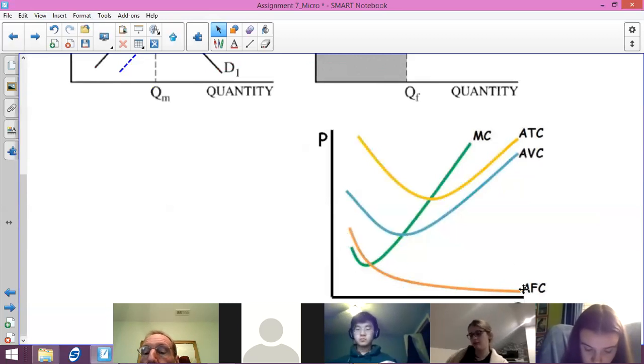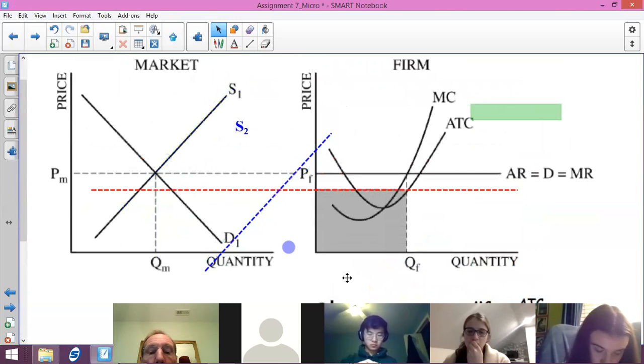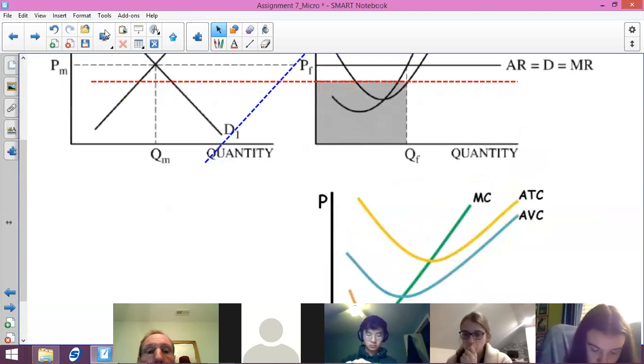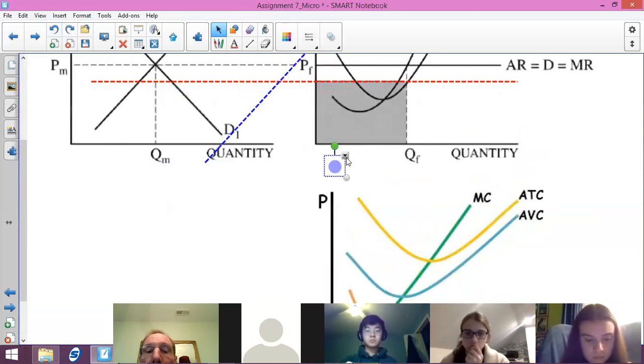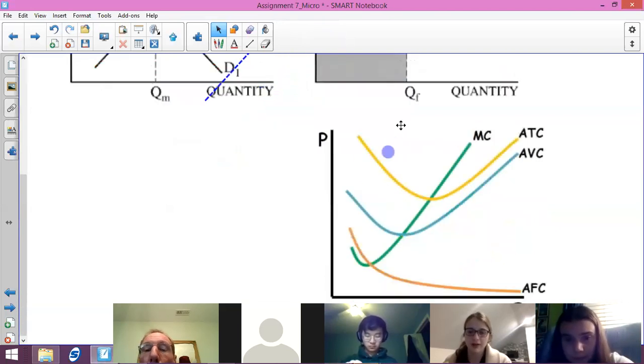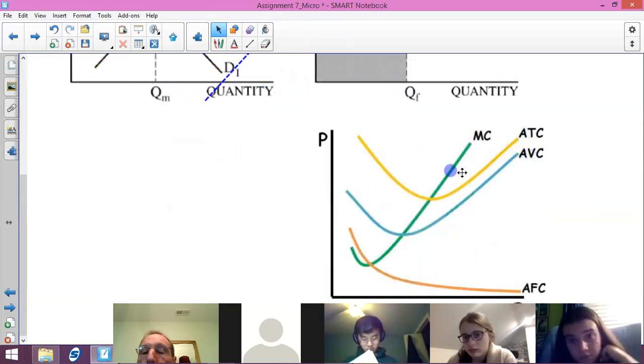So if you had a lump sum tax, then this curve right here, let me grab my little blue ball here so I can show you. The average fixed cost would be, whoops, where'd it go? Oh, disappeared. So if we had just one lump sum tax, it would cause this curve right here to be higher, more expensive. The average fixed cost would go up, which would not affect the average variable cost, but it would add on to the average total cost. So this curve right here would also go up, okay?